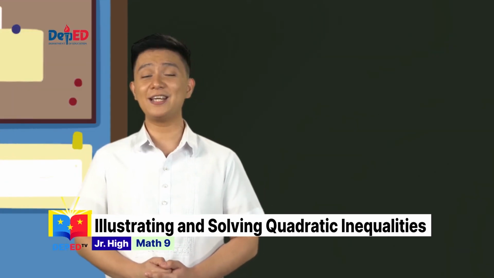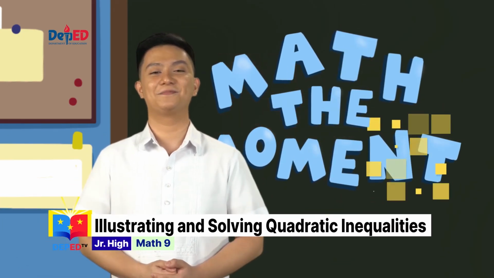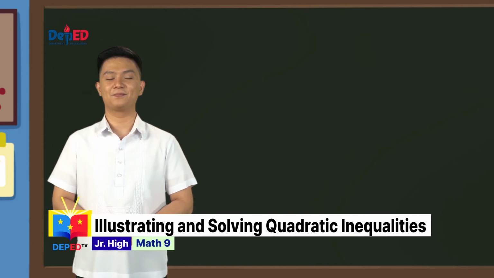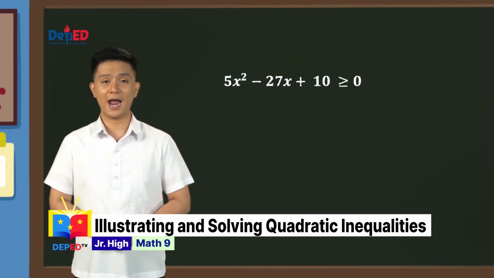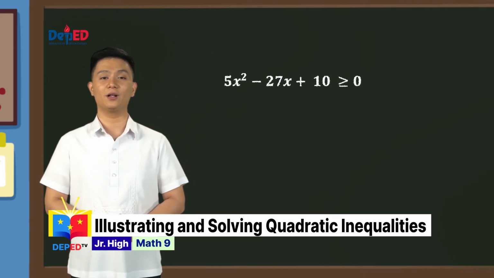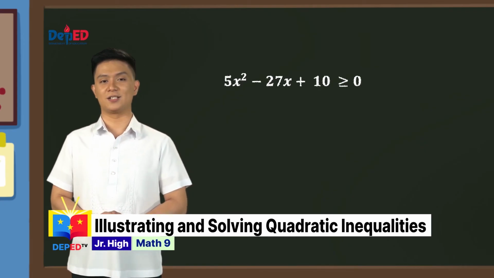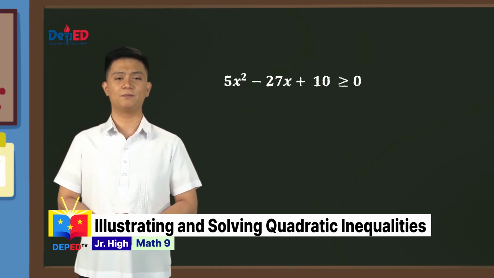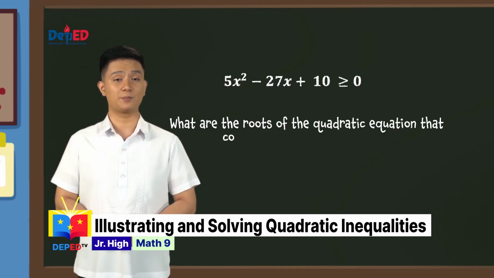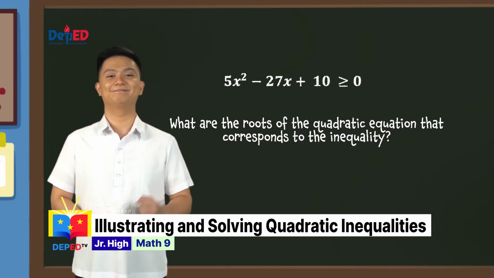Kagamath, ready your pen and paper. It's Math the Moment! Let's solve this inequality: 5x squared minus 27x plus 10 is greater than or equal to 0. Now answer the following questions. Number 1. What are the roots of the quadratic equation that corresponds to the given inequality? For 30 seconds, go!